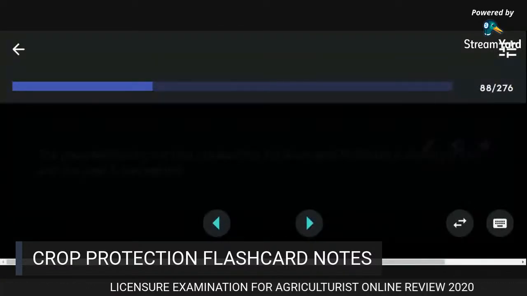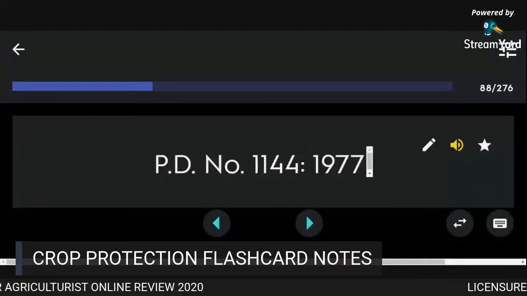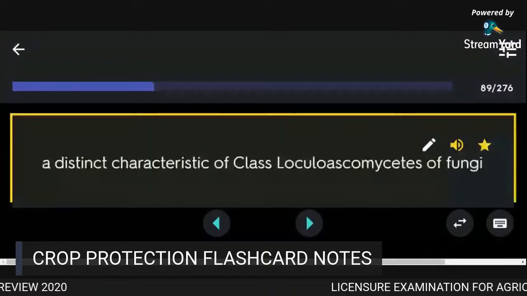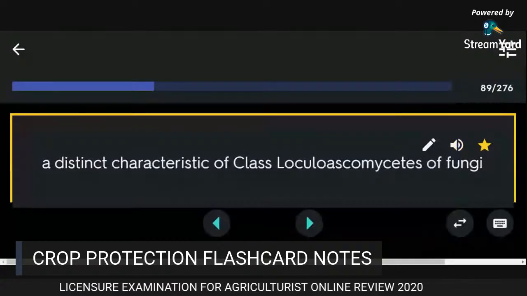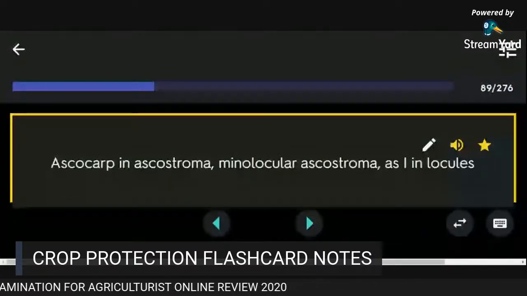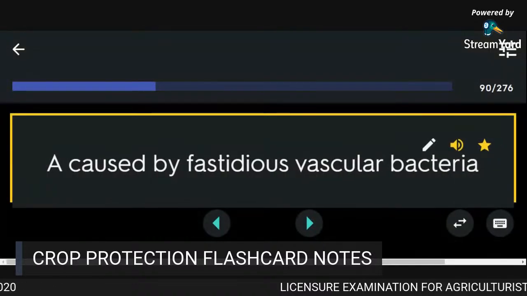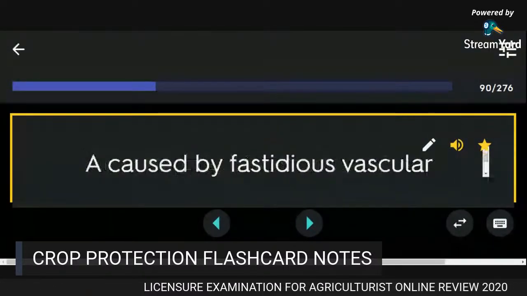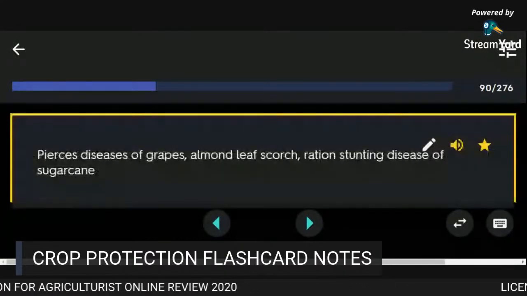1144, 1977. A distinct characteristic of class Loculoascomycetes of fungi. Ascocarp is an ascostroma, unilocular ascostroma, asci in locules. Are caused by fastidious vascular bacteria. Pierce's disease of grapes, almond leaf scorch, ratoon stunting disease of sugarcane.